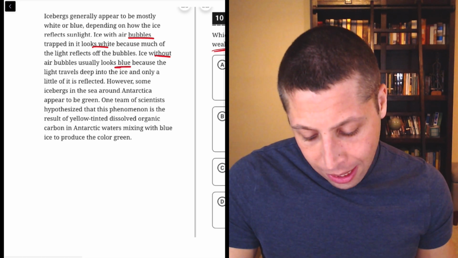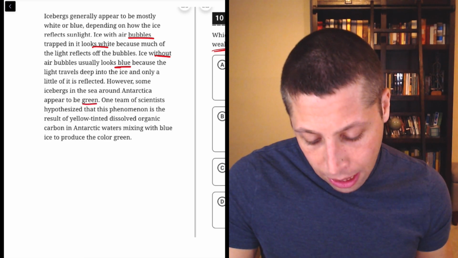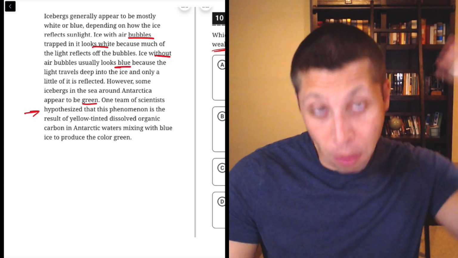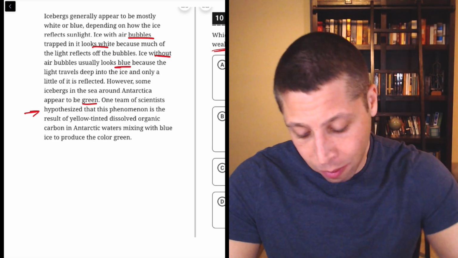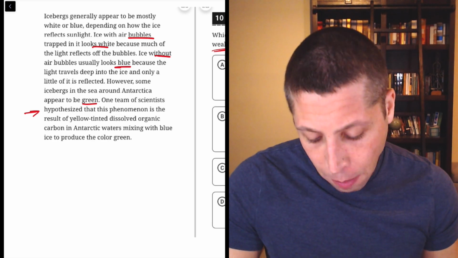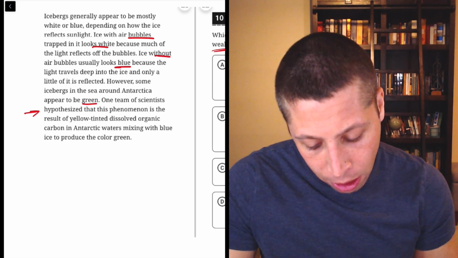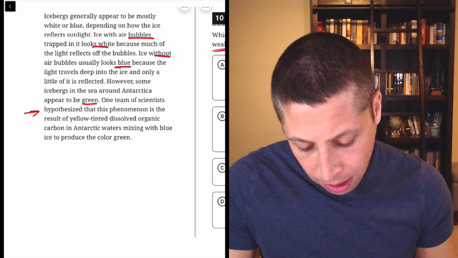However, some icebergs in the sea around Antarctica appear to be green. One team of scientists hypothesized, so here's where it starts to count, right? Everything before that was just facts to set up. This is what we have to weaken. One team of scientists hypothesized that this phenomenon is the result of yellow-tinted dissolved organic carbon in Antarctic waters mixing with blue ice to produce the color green.